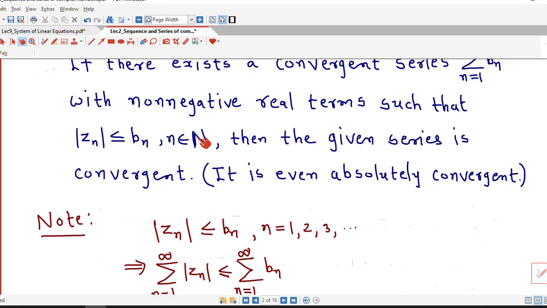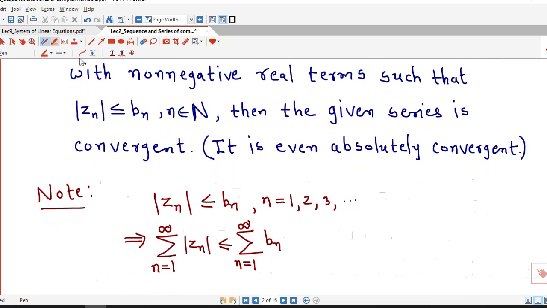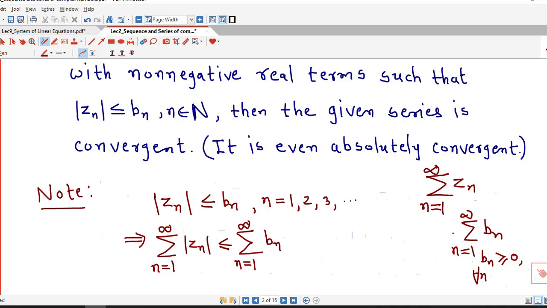So we can understand in this way. We are given this series sigma Zn, and suppose we are able to find another series sigma Bn such that Bn is greater than or equal to 0 for all n. Sigma Bn is a series of non-negative real numbers.